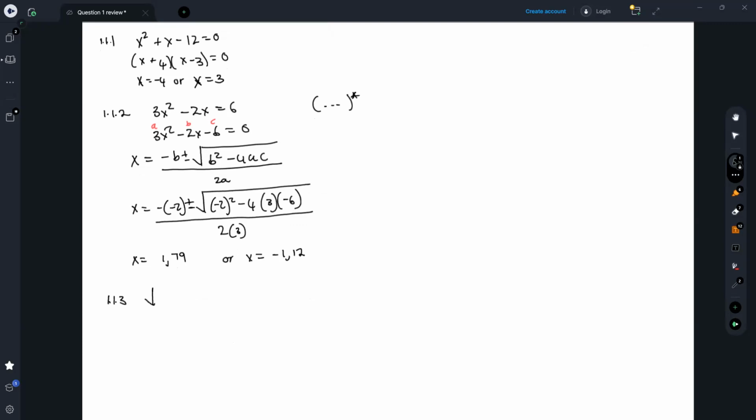1.1.3, we have the square root of 2x plus 1 equals x minus 1. Now we're going to solve for x. Since one of the x's is in the root, we want to get rid of this root. So we're going to have 2x plus 1 equals x minus 1, and we're going to square both sides because we want access to the x that is inside the root.